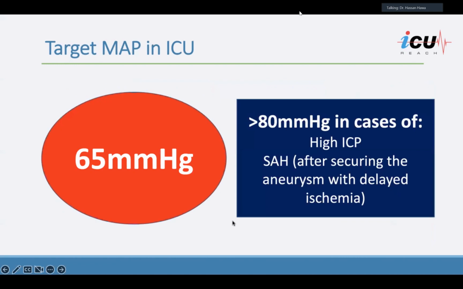A few words about target mean arterial pressure. It's commonly stated in the literature that 65 mmHg is the ideal mean arterial pressure in the ICU, except in certain situations where there's consensus that a higher MAP is probably required, usually above 80 mmHg. Examples of that are high ICP and subarachnoid hemorrhage, especially after securing the aneurysm, to prevent delayed ischemia.